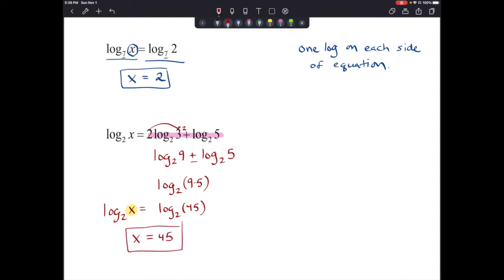Now let's think about, can we check it here? Right, if I plug in 45 up here, there shouldn't be any issues because it's a positive number there.